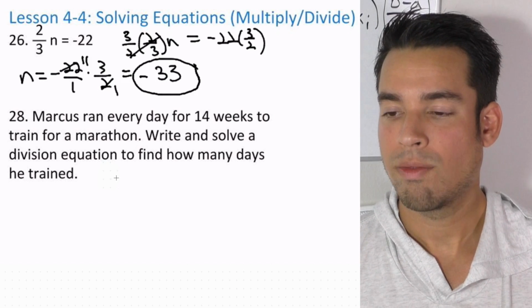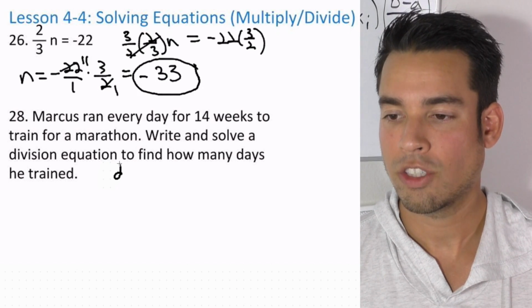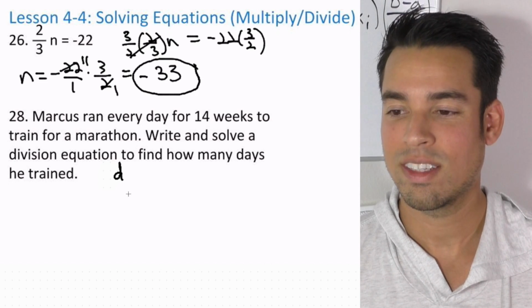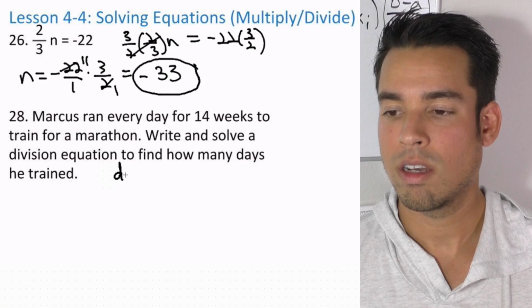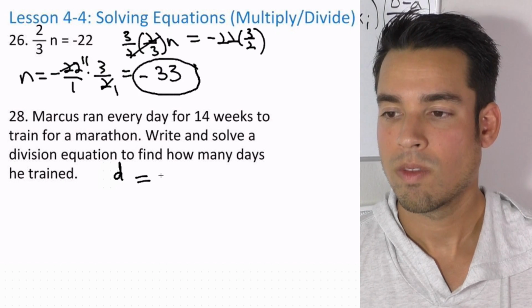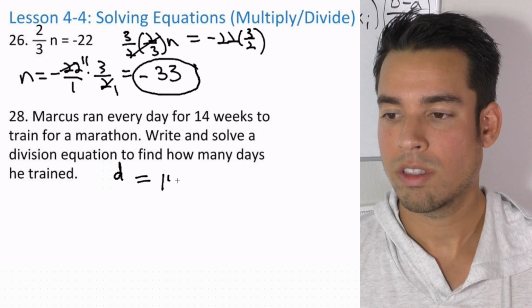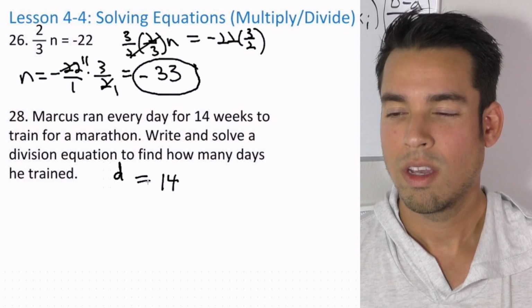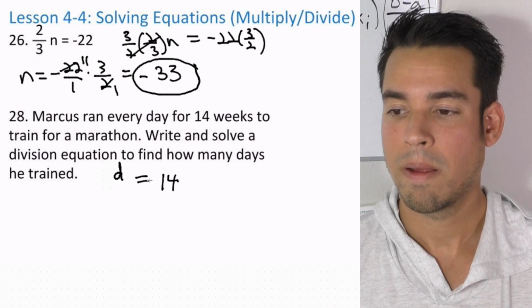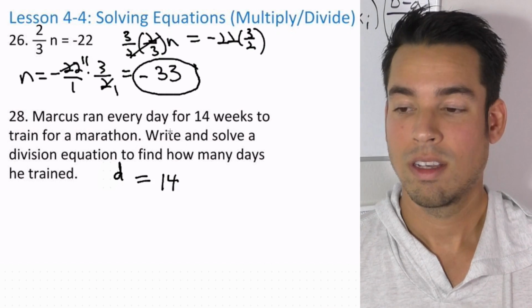Let's leave that D up there. We got this D, and D is the number of days he trained, and we've got 14 over here somehow, right? This is a little bit of a tricky question. We got 14 weeks. How do we go from the days he trained to the number of weeks that they're giving us? Well, think about it.